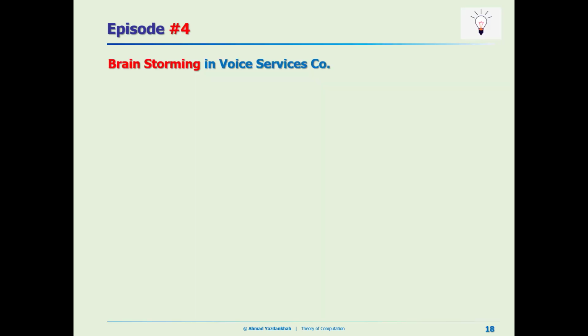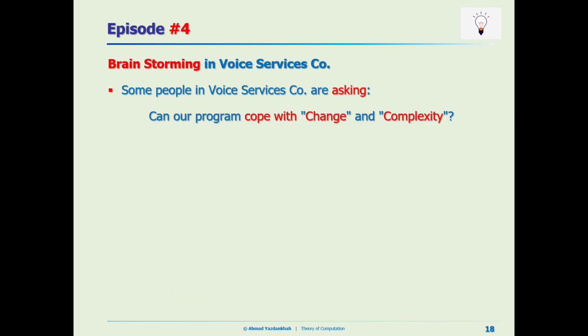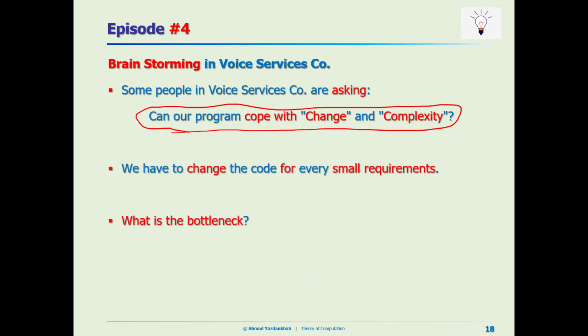In episode 4, some brainstorming is happening in the voice services company. Why? Because some of them are thinking that for every change we need to change the code and send the jar file again. Is our code designed very well, and can it cope with change and complexity? They are asking themselves. For every small change, they need to change the code. All right. So they are asking, what is the bottleneck here?